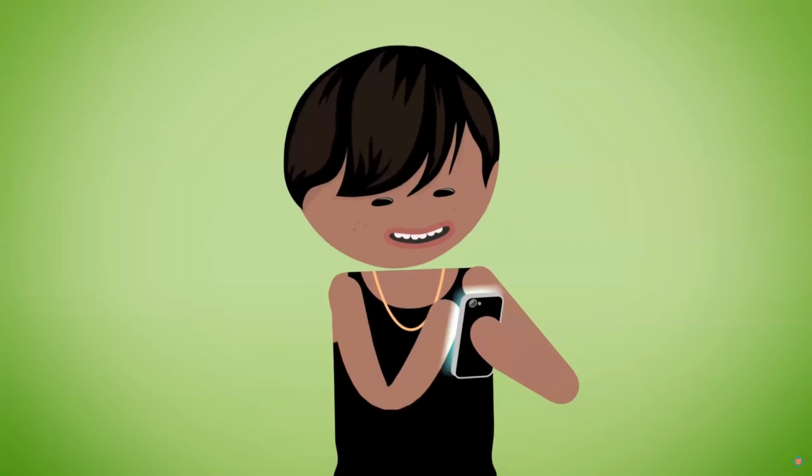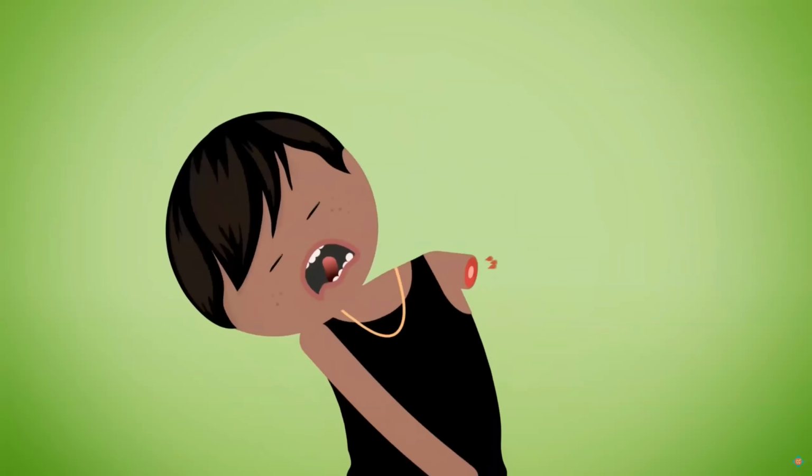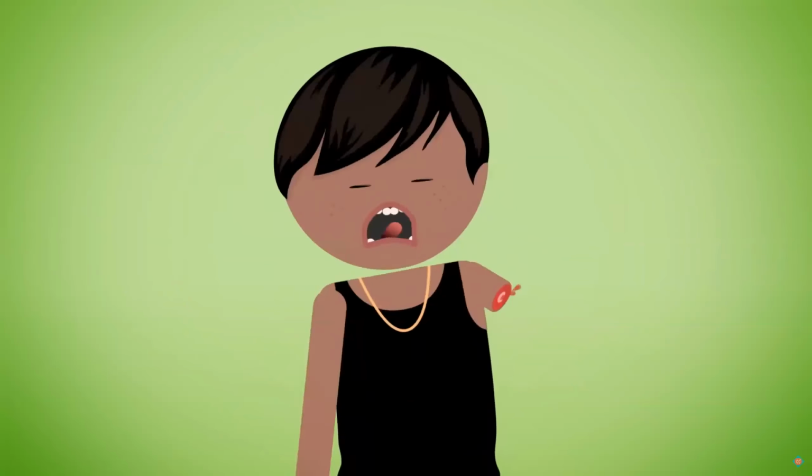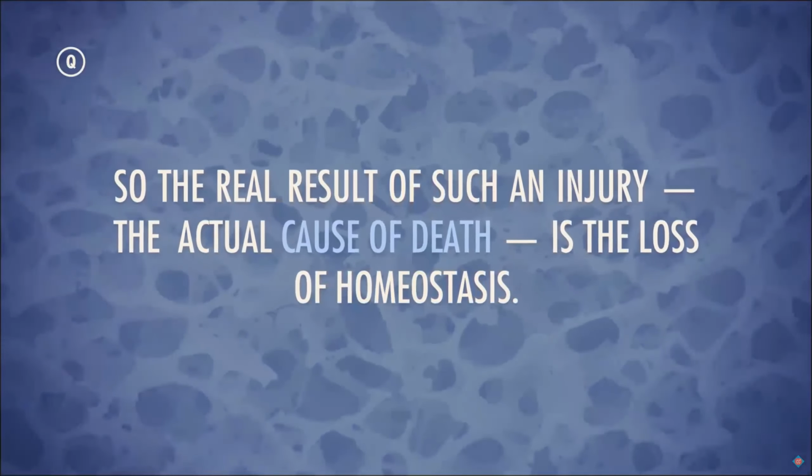Take an extreme and sudden case. Your arm pops off. If nothing is done quickly to treat such a severe wound, you would bleed to death, right? But what does that really mean? What's gonna happen? How do I die? Well, that arterial wound, if left untreated, will cause a drastic drop in blood pressure that in turn will prevent the delivery of oxygen throughout the body. So the real result of such an injury, the actual cause of death, is the loss of homeostasis. I mean, you can live a full and healthy life without an arm, but you can't live without blood pressure, because without blood, your cells don't get oxygen, and without oxygen, they can't process energy, and you die.